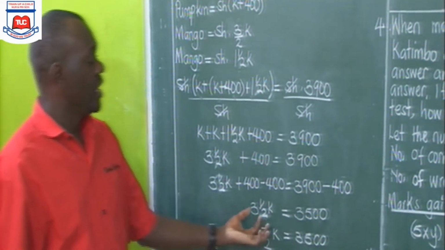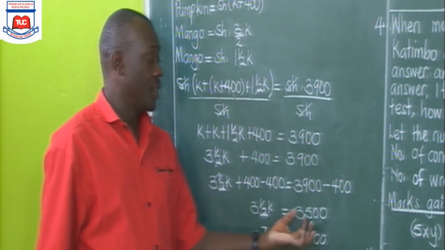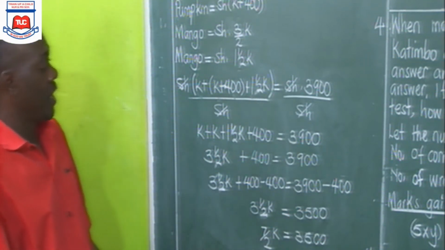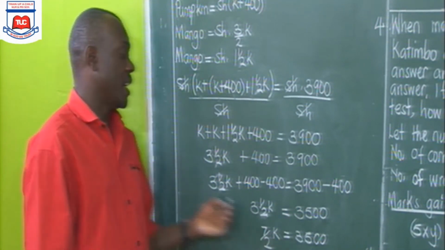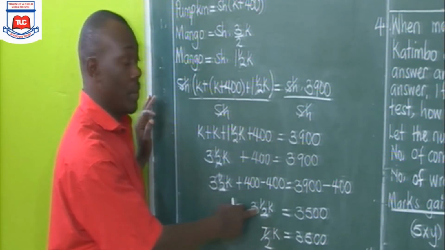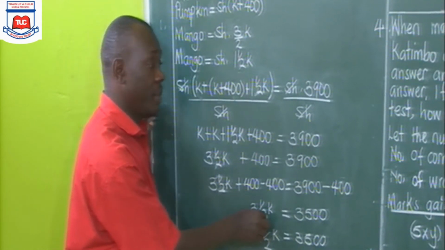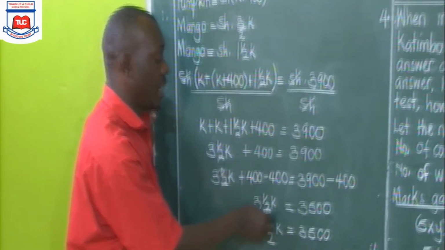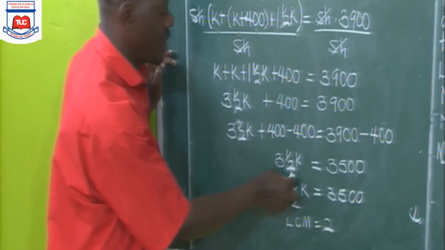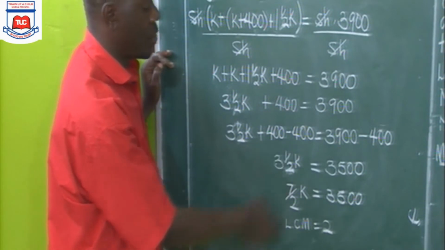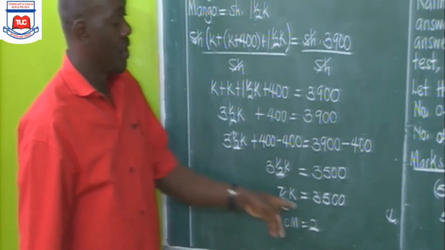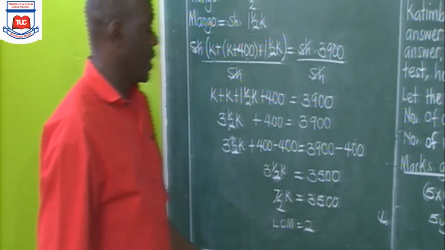So if 3.5k equals 3,500, we are going to convert this mixed fraction to an improper fraction by getting denominator times whole number plus numerator, out of denominator. That is, 3 times 2 is 6, plus 1, 7 out of 2, k, which is equal to 3,500.